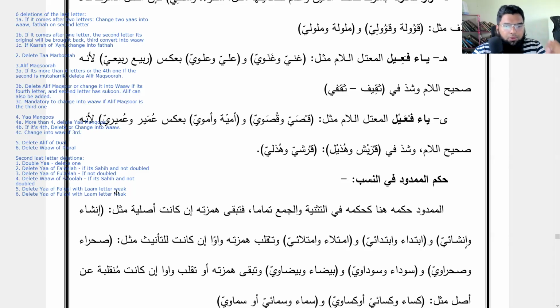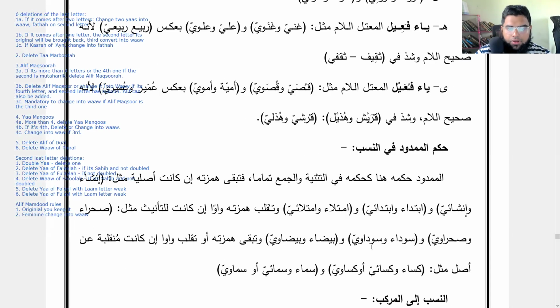So insha, this hamza is original. So we can write the mamdud rules also if you want. Alif mamdud rules: if the hamza is original, you keep it. Like in nasab, no? Like in tasghir: inshai, ibtida'i, imtila'i. This is also from mala'a, original. وتقلب همزة واوا إن كانت للتأنيث. And if it's for feminine, change into wow. If the hamza is feminine, like Sahra'u, say Sahrawi, desert, something related to the desert. Sauda, Saudawi, Bayda, Baydawi, Tafsir Baydawi, eggs. He used to sell eggs or something.